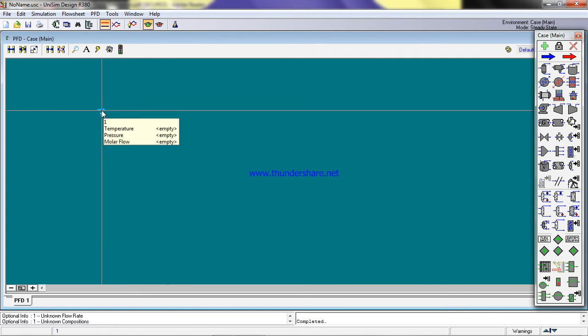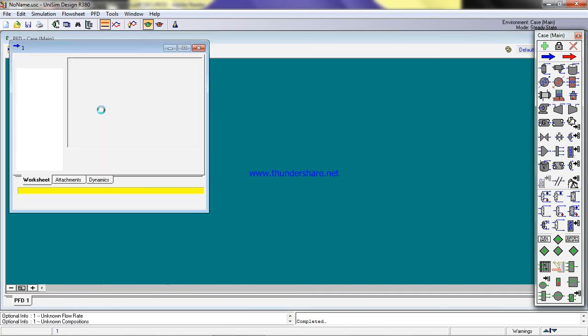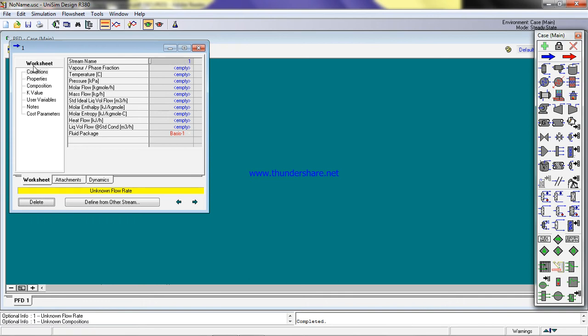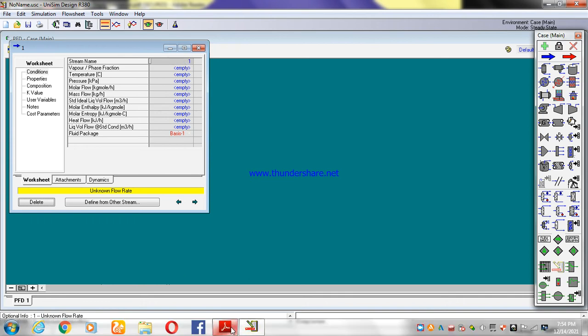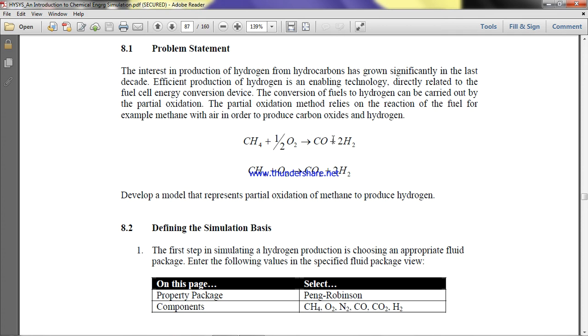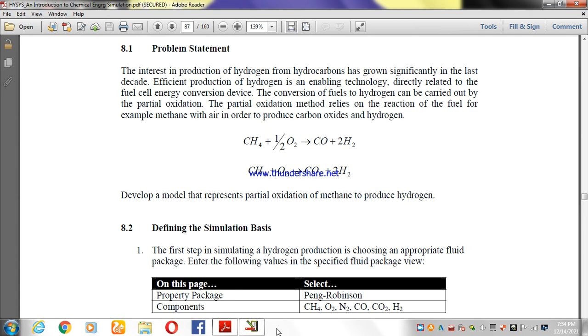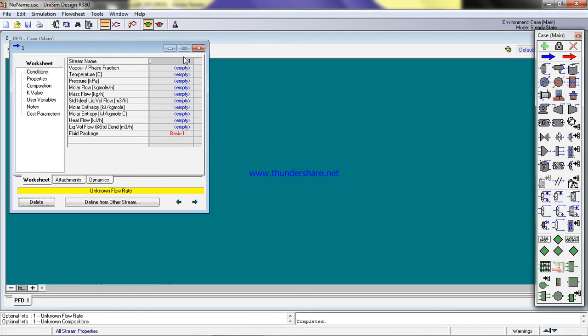Okay, so we put this in. We open this material. We want to specify it, and that will be for this first part of the reaction. So we want to specify that. So for the material, we're going to put methane. We need two material streams.